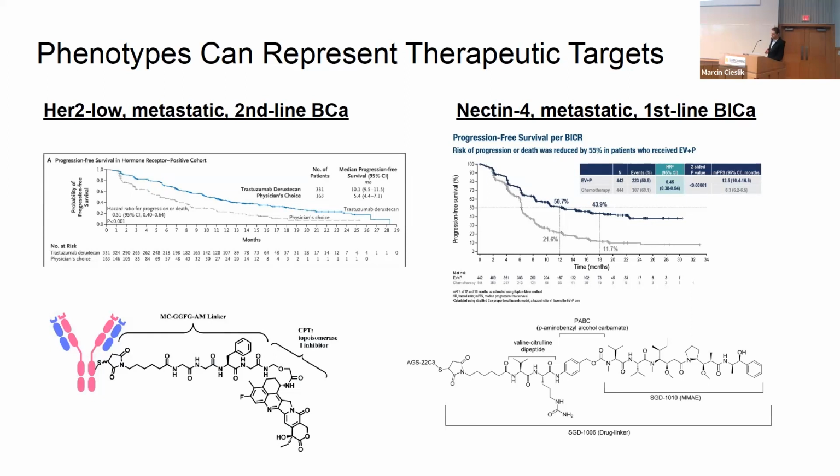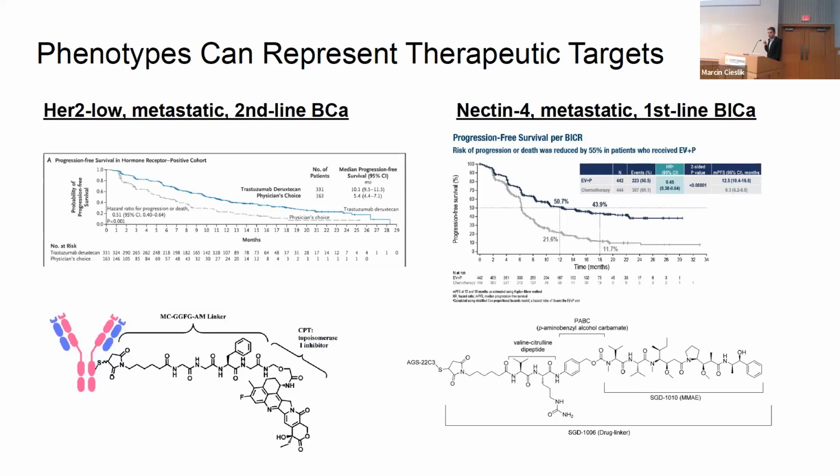And in that setting, this antibody-drug conjugate, which recognizes the presence of sometimes low amounts of HER2 on the surface of those cells, this is not a genetic classification. These cells are not HER2 amplified. They just have some HER2 on them, and it improves over the physician's choice significantly in both disease-specific survival and progression-free survival.